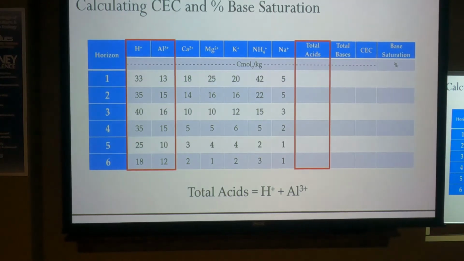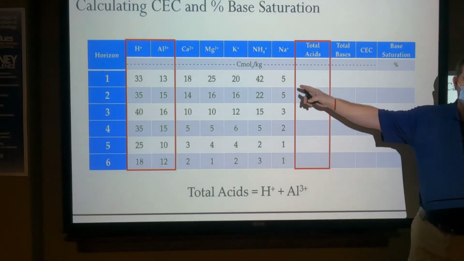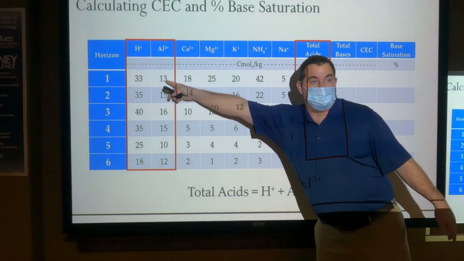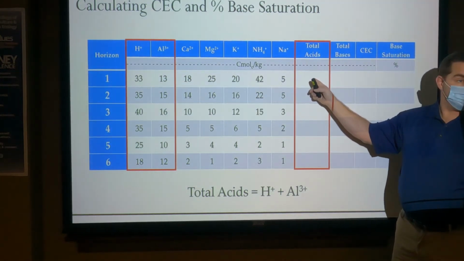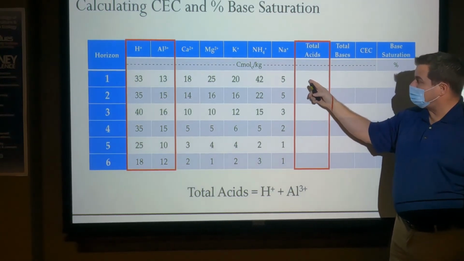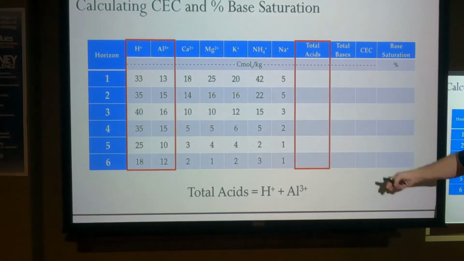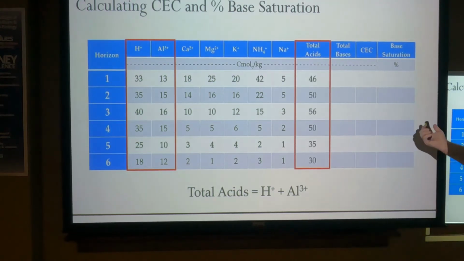That's part of the sheet too. Yeah, you're going to do it on the sheet. Right here. Let's just do number 1. Oh, so we just add those. Yeah, you're adding and putting 33 plus 13 is 46. So 46 would go here. We would calculate that all the way down.